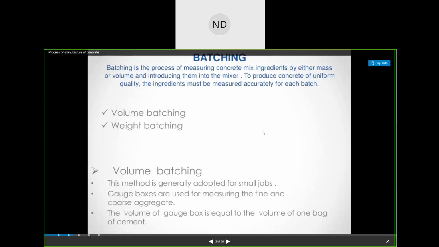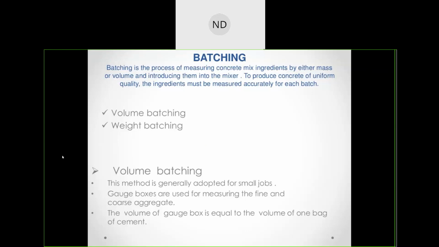It is batching. Now what do you mean by batching? Batching is the process of measuring concrete mix ingredients by either mass or volume, and then introducing them into the mixer, to produce concrete of uniform quality. The ingredients must be measured accurately for each batch. So batching is nothing but measuring and then mixing the ingredients by either volume or by weight. There are two methods of batching.